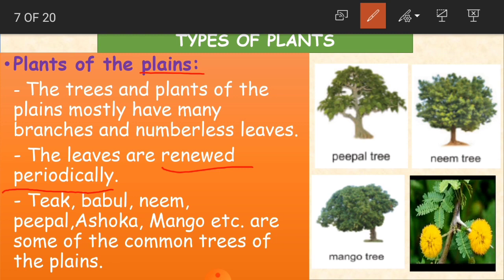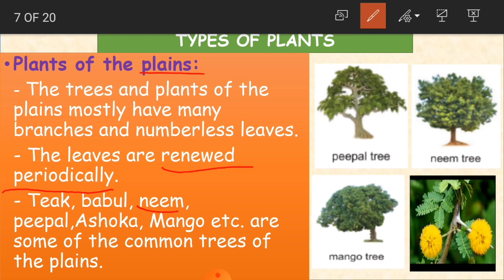For example, teak, babul, neem, peepal, ashoka, mango, etc. Such types of trees are common trees of the plains. For example, the neem tree. We are very familiar with this tree. Every street has neem trees, and many houses also have a neem tree in empty spaces, and even mango trees. We have seen trees like the peepal tree and ashoka tree. These are some trees which grow on plains.